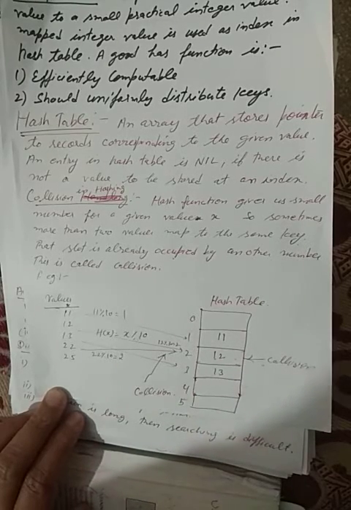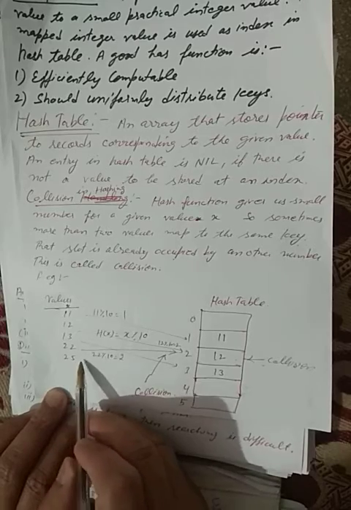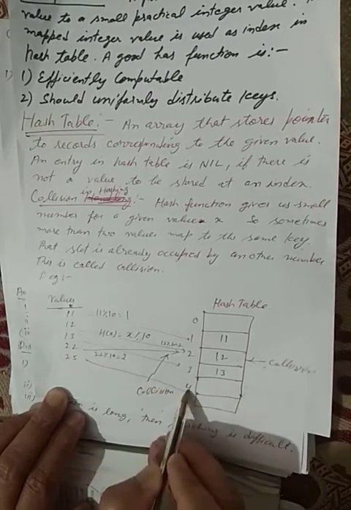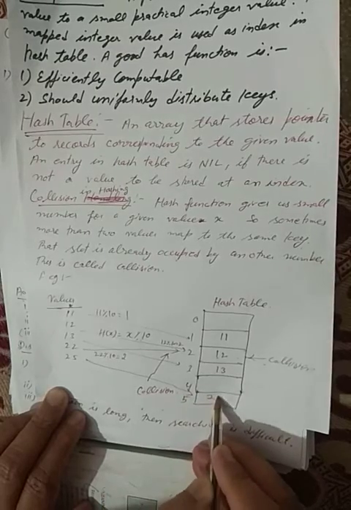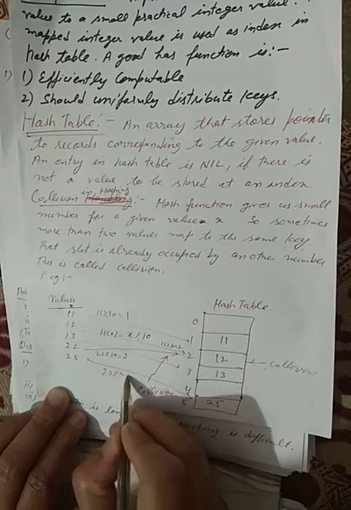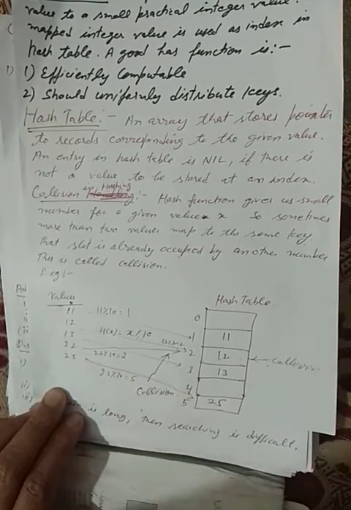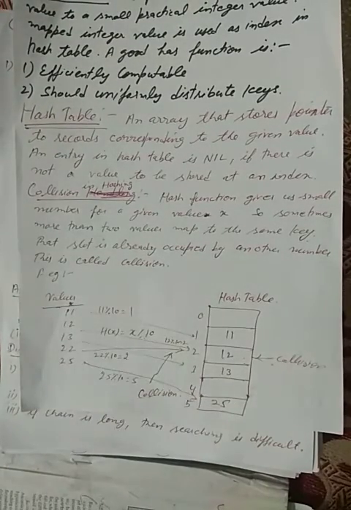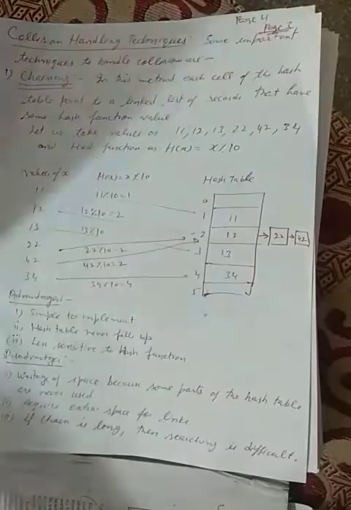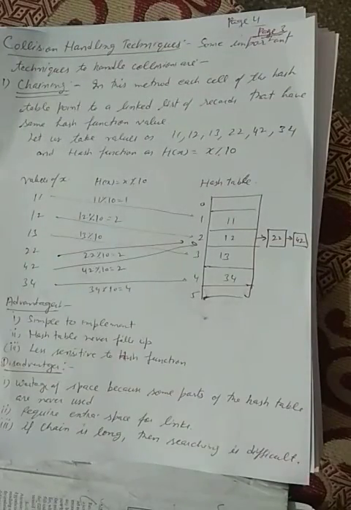Similarly, next we will compute 25 modulo division 10. 25 modulo division 10 gives us 5, so 25 will be stored at this location. This is the problem of hash function. So how can we handle collision? There are some techniques to handle collision.